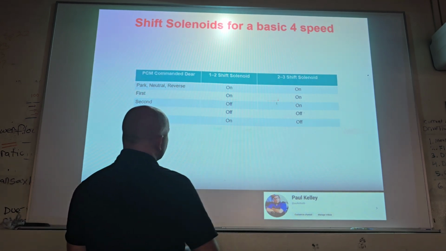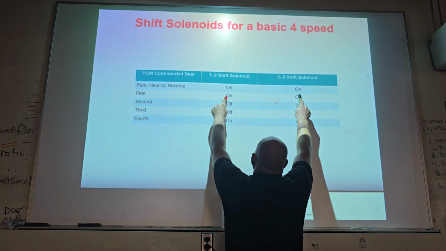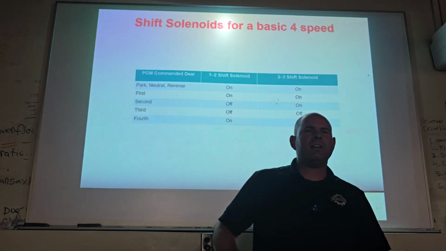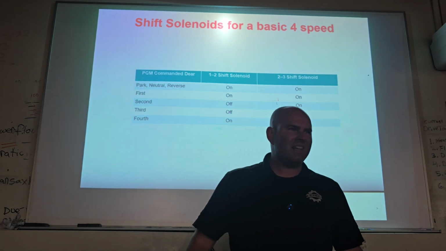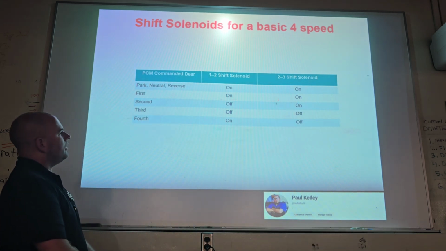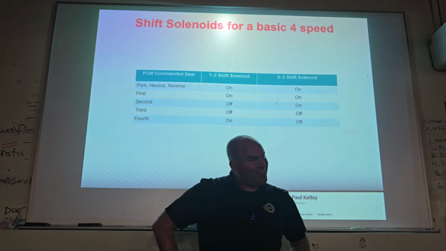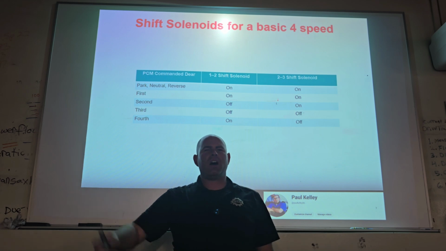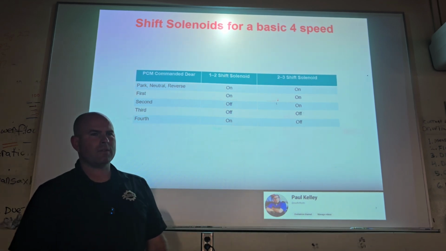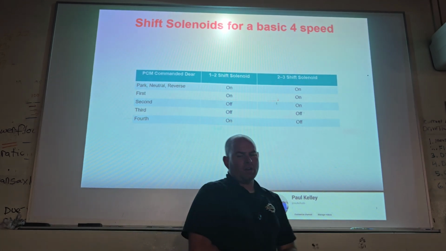How do we make first gear? You guys tell me. On, on. If you want first gear, I'll give you the formula. Shift solenoid 1 on, shift solenoid 2 on. Can you do that? How do you make second gear? Off, on. This is pretty hard. If you have off, on, you have second gear. How do you make third? Off, off. Cool. How do you make fourth? On, off.